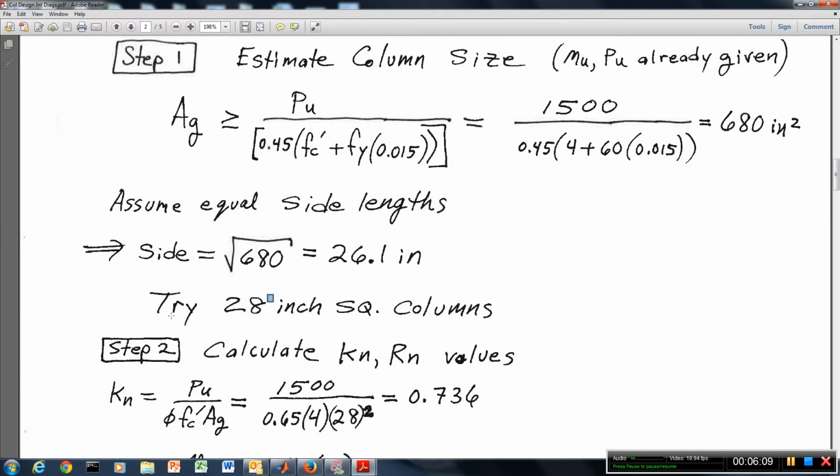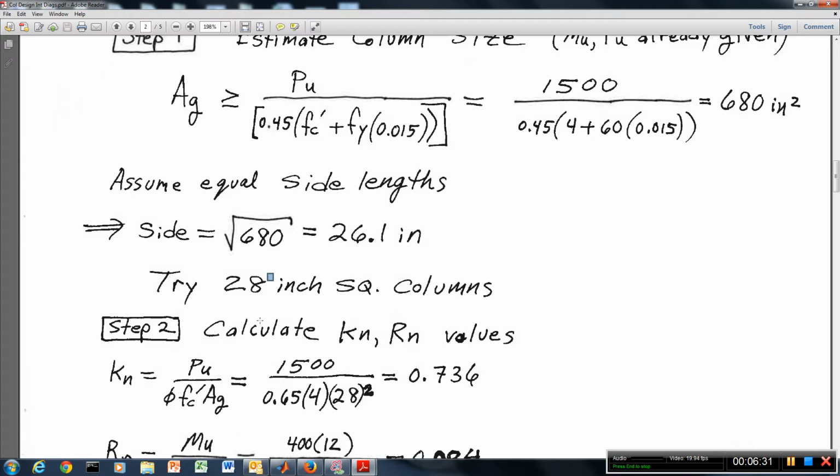With that number in hand, I'm going to round that up, and I've decided to just try 28 inches squared. There's nothing sacred about that adjustment that I made there. It's just I decided to do it. You might have chosen to use 26. I've chosen to do 28.